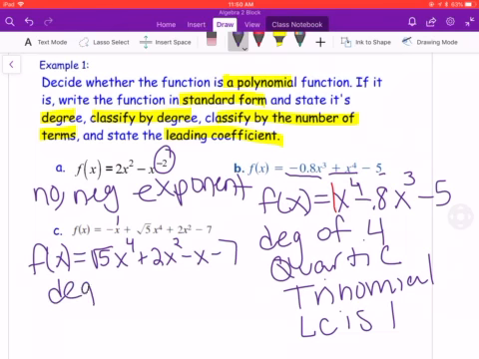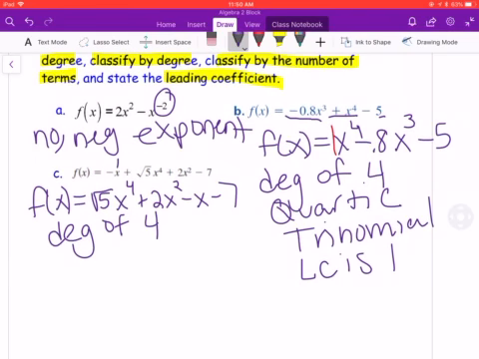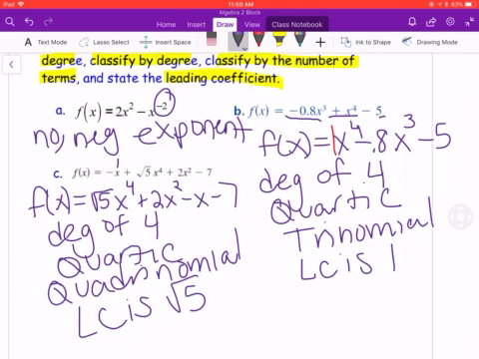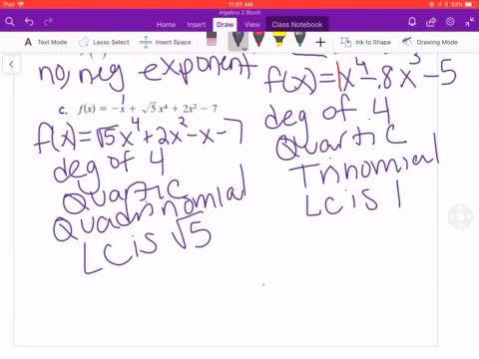This, again, is a degree of 4, so it's a quartic. And there are 4 terms, so it's actually a quadrinomial. And the leading coefficient is the square root of 5. So we classify it by the degree, number of terms, and then identify some key pieces.